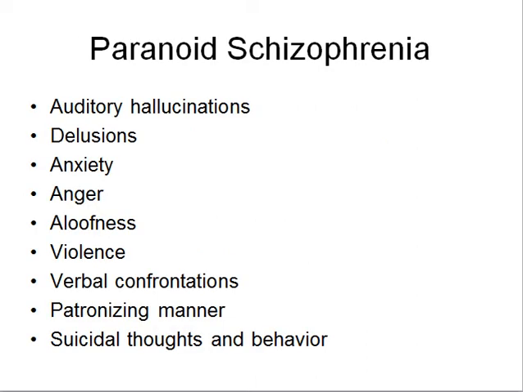Paranoid. People with paranoid schizophrenia could have auditory hallucinations, which is hearing something without sensory input, and delusions, which are beliefs not based in reality. Some common delusions are delusions of grandeur, which is believing you are someone important, like thinking you are Jesus, and delusions of persecution, which is believing that someone is out to get you, such as the FBI. You might also experience anxiety, anger, being emotionally withdrawn, possibly violent, and or have verbal confrontations.